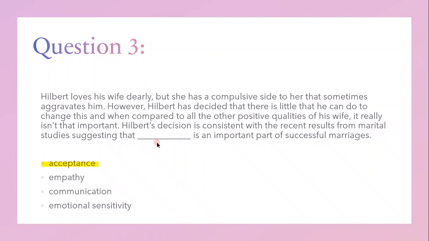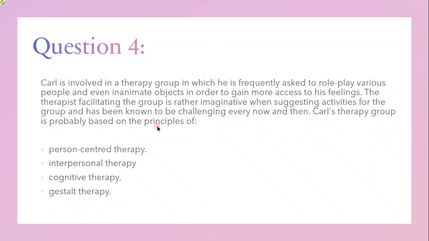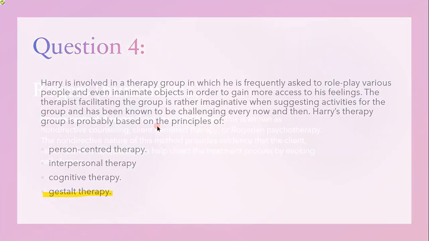In this case. All the others are important. It's just those are also important, but in this case, acceptance is also an important part. Question 4. Carl is involved in a therapy group in which he is frequently asked to roleplay various people and even inanimate objects in order to gain more access to his feelings. The therapist facilitating the group is rather imaginative when suggesting activities for the group and has been known to be challenging every now and then. Carl's therapy group is probably based on the principles of which therapy? And the answer is Gestalt.